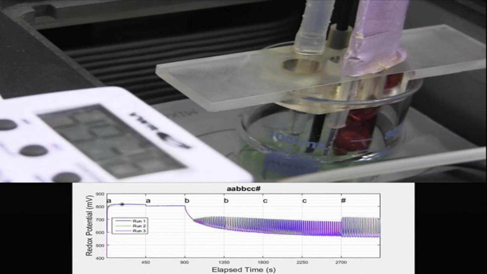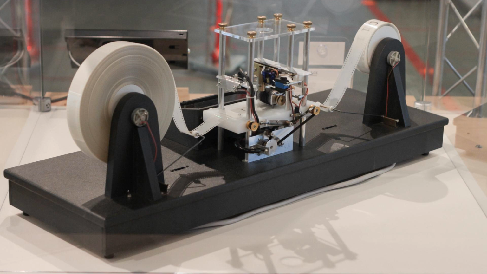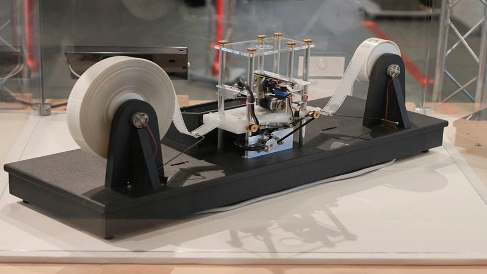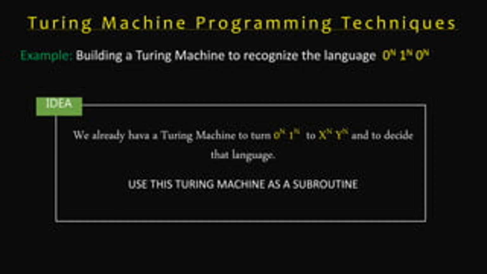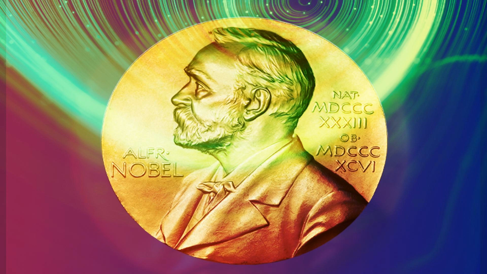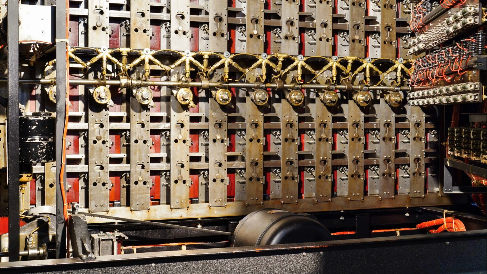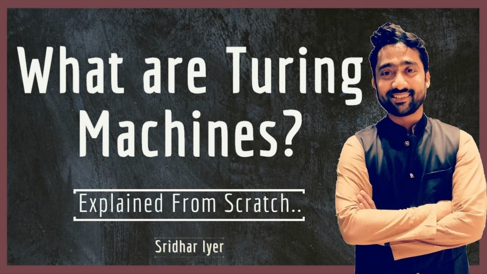The machine processes the input string on the tape, moving from left to right. It keeps track of the number of zeros and ones encountered, ensuring that they are equal. If the counts match, the Turing machine accepts the string as a valid member of the language, and if not, it rejects the string. This example demonstrates how Turing machines can be employed to solve problems related to language recognition.